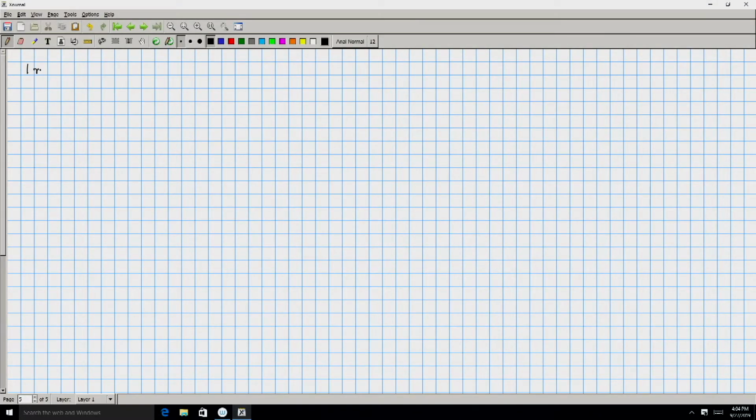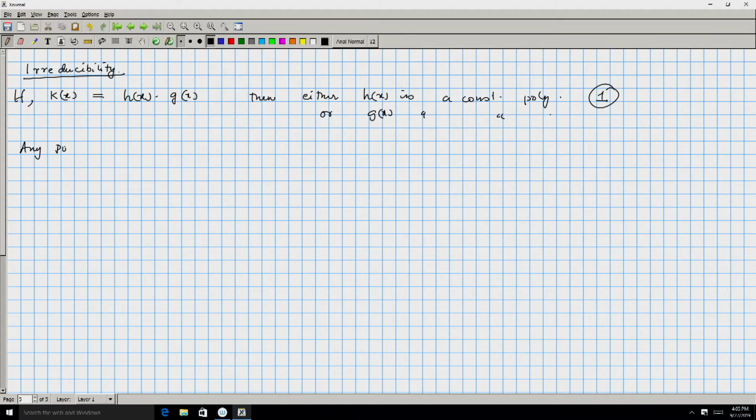So, now let us define the notion of irreducibility. Okay. So, let us look at a polynomial Kx. Suppose we can write Kx is equal to hx times gx. Okay. Then either hx is a constant polynomial or gx is a constant polynomial. Okay. The polynomials which satisfy this condition are called irreducible polynomials. Let us call this condition 1. Any polynomial which satisfies condition 1 is called an irreducible polynomial.